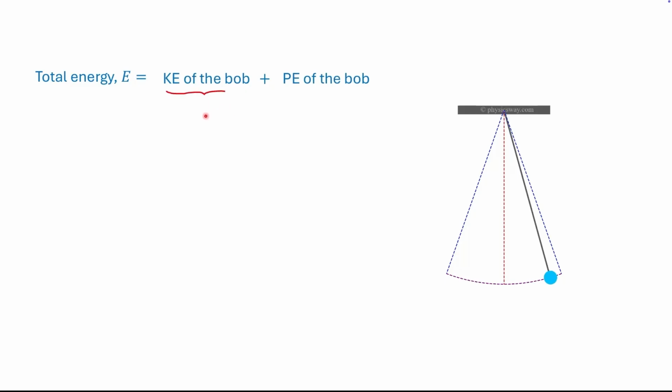energy. Kinetic energy is 1 over 2 mv squared, where m is the mass of the bob, and v is the magnitude of velocity or the speed of the bob. And the potential energy is mgh, where h is the height of the bob from a reference. Put the reference line at the lowest point. At this position, the height of the bob is h.